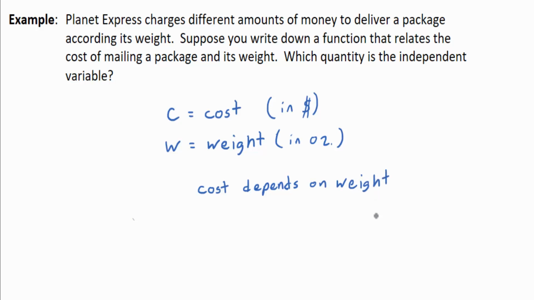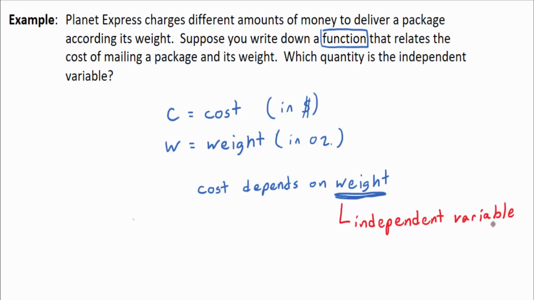So if you were going to make a formula, oftentimes you can think of a function as a formula. If you were going to make a formula or a function that relates the cost of mailing a package versus its weight, W would be the independent variable. The weight would be the independent variable, since cost depends on weight. If you were going to make an ordered pair representation using the two letters C and W, W would come first and C would come second. The independent variable represents the input to the function.